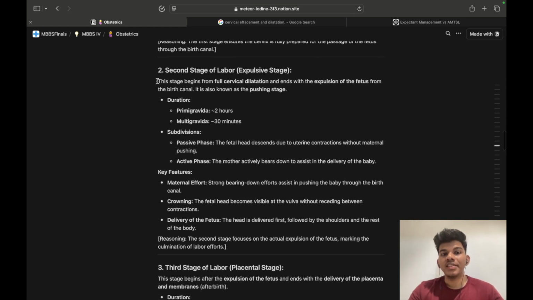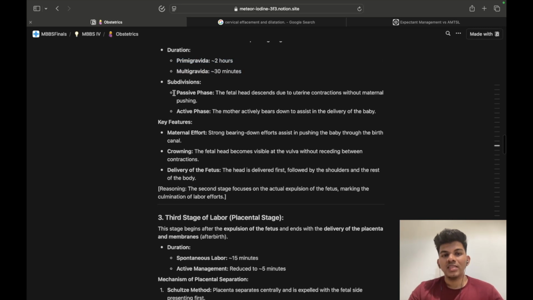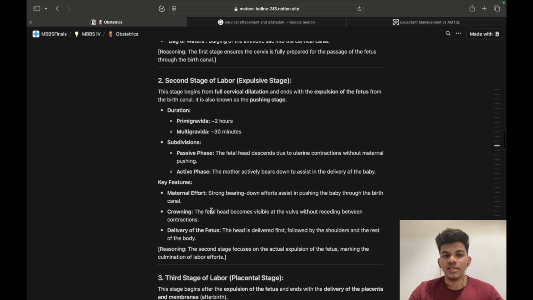Coming to the second stage, you might recall it's the fetus being delivered, so it might be somewhat related to the mechanism of labor. It begins from full dilatation of the cervix and ends with expulsion of the fetus from the birth canal. It is also known as the pushing stage. Duration: in primigravidas it is 2 hours, and in multigravidas it is half an hour, so one quarter of that. Subdivision: even here we have a passive phase and an active phase.